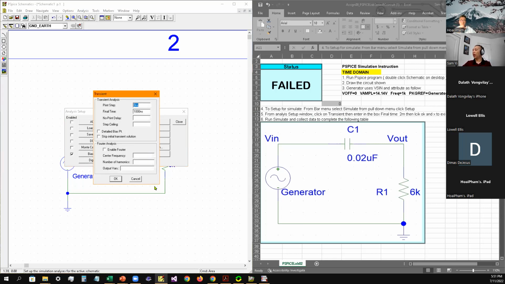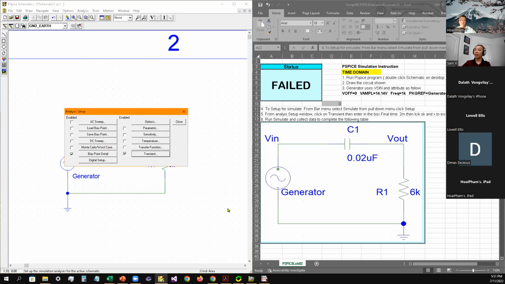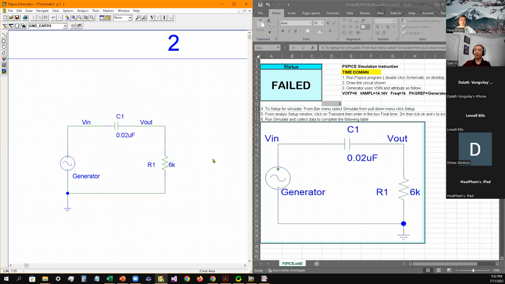Here the final time is 2 microseconds, so you want to enter 2 milliseconds. 2M will be fine. You can set the print step also if you want, but it's not necessary. So click on OK. All right, that is done. Then click on OK, we just did that, and click on Exit to exit.